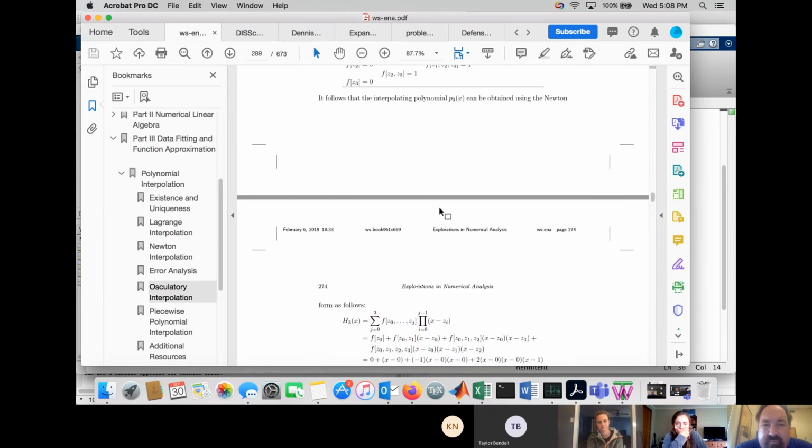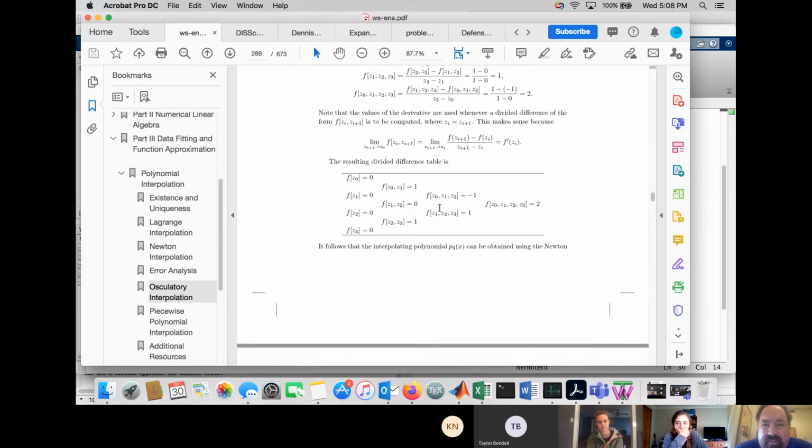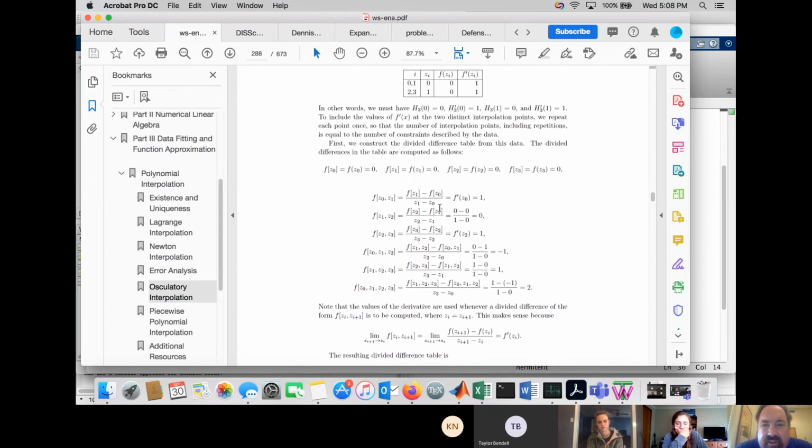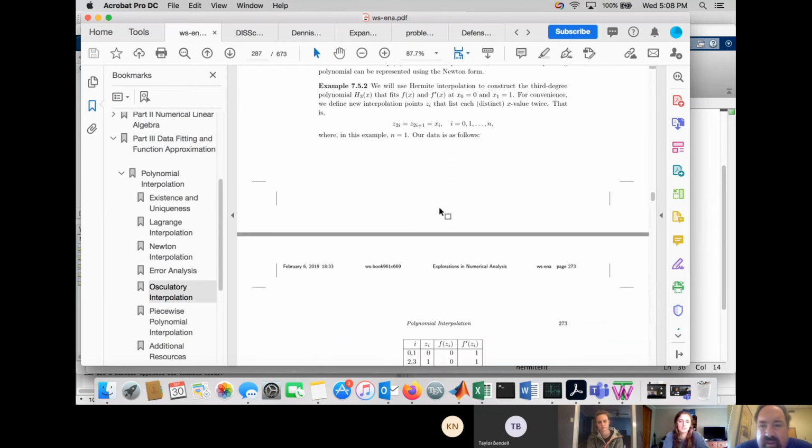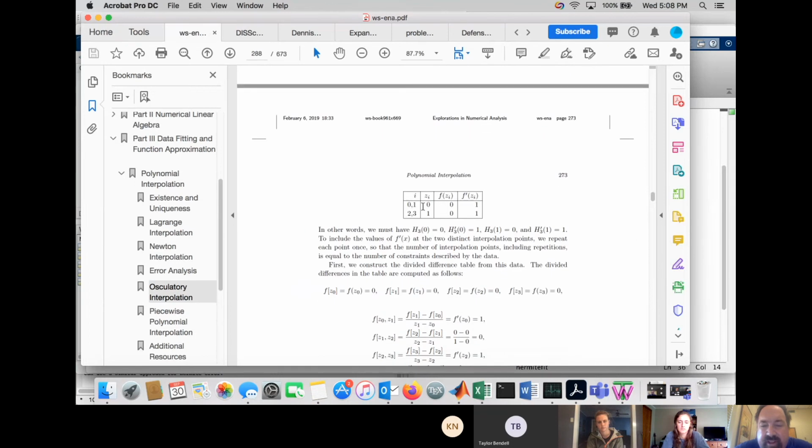This is for the function involved, just something I made up. So here are my x values, 0 and 1. My function values are 0. My derivative values are 1. So I'll try that.